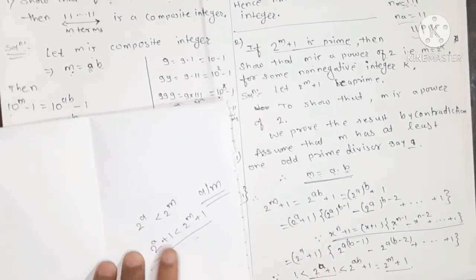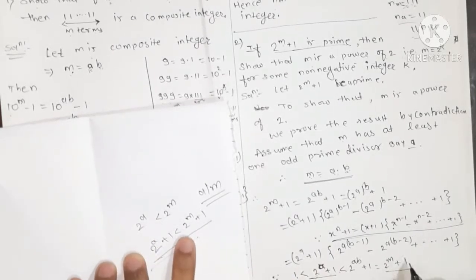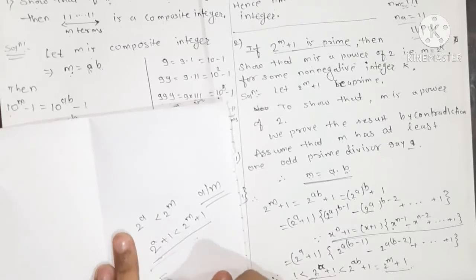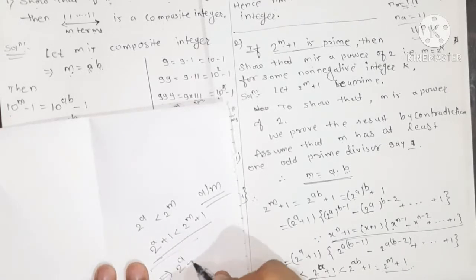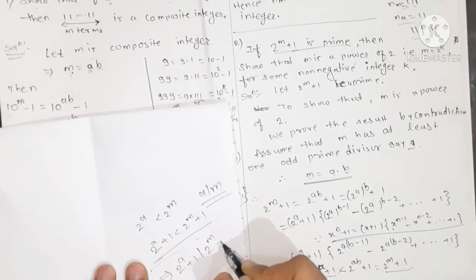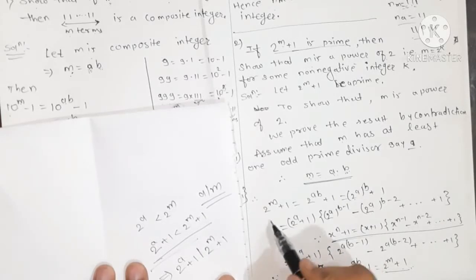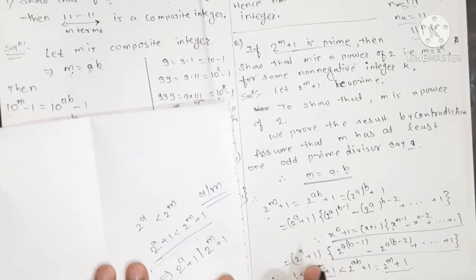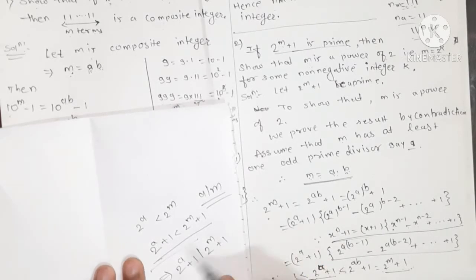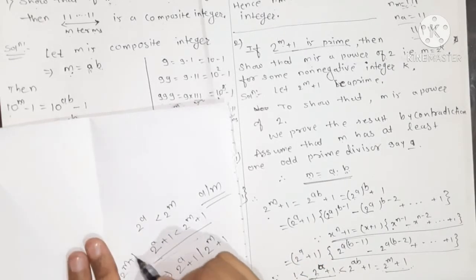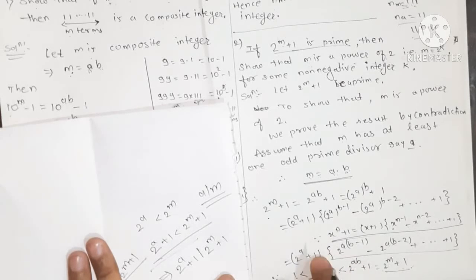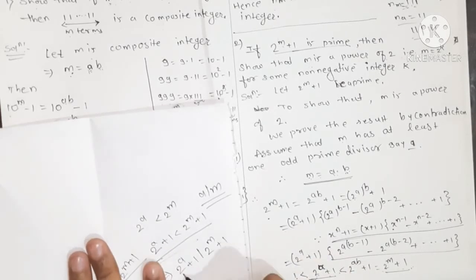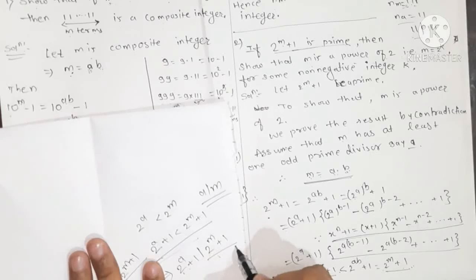Okay, and therefore 2 to the power a plus 1 is lesser than 2 to the power m plus 1. This implies that 2 to the power a plus 1 divides 2 to the power m plus 1, because 2 to the power m plus 1 is written as a multiplication. This is an integer. Okay, this is an integer. Multiplication in this is 2 to the power a plus 1. Therefore 2 to the power m plus 1 is the multiplication of this, right? And hence we say that 2 to the power a plus 1 divides 2 to the power m plus 1.